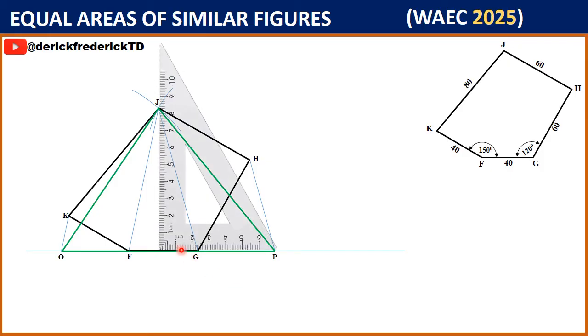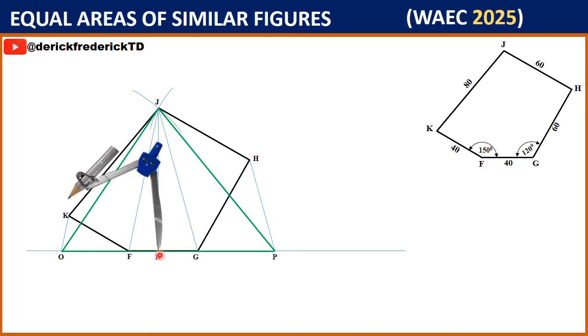Now mount your set square in this form. Align your set square with the base, this line here, like this, and make sure it is touching the apex, this J. Now draw a thin line down from this apex to the base, a perpendicular, vertical line in this form. Then call this point R. We're going to bisect this line JR. Okay, so you know how to bisect a line.